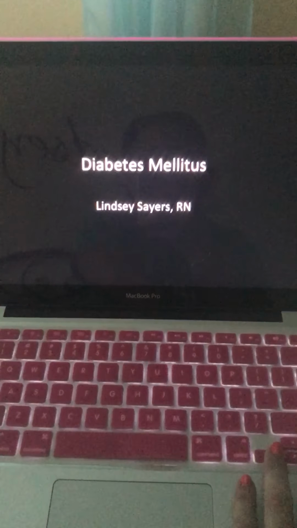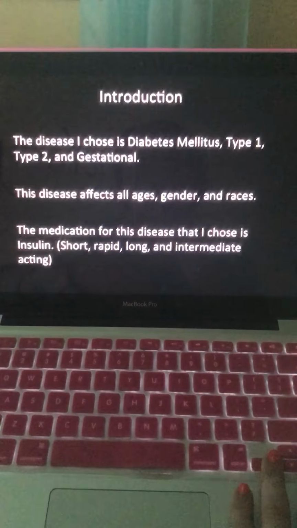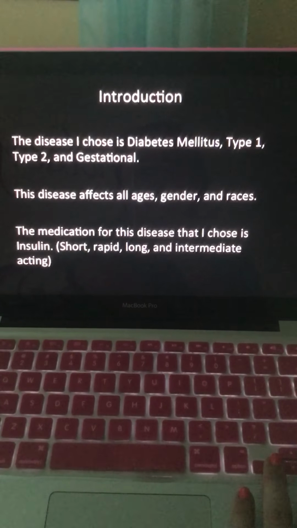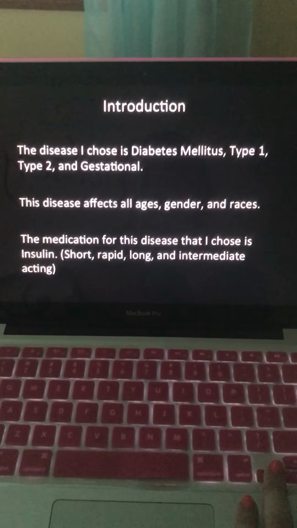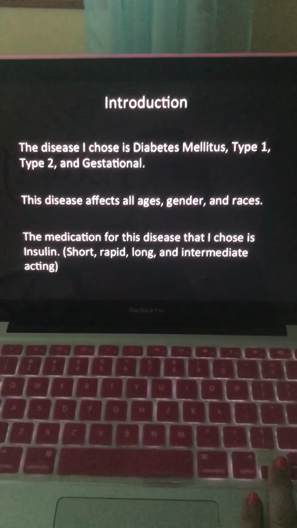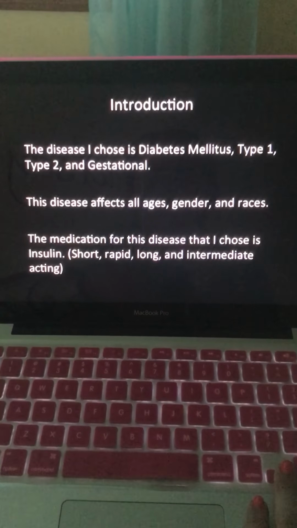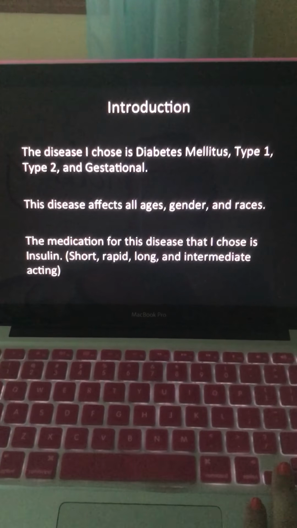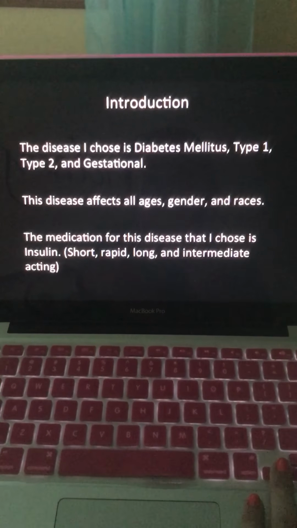The target audience of patients that I chose was diabetes mellitus. This includes type 1, type 2, and gestational diabetes. It affects all ages, genders, and races. The medication that I chose was insulin, which includes short, rapid, long, and intermediate acting.